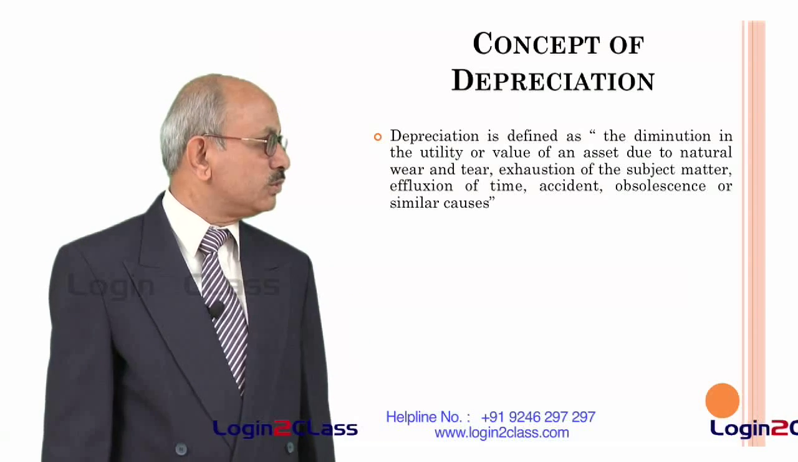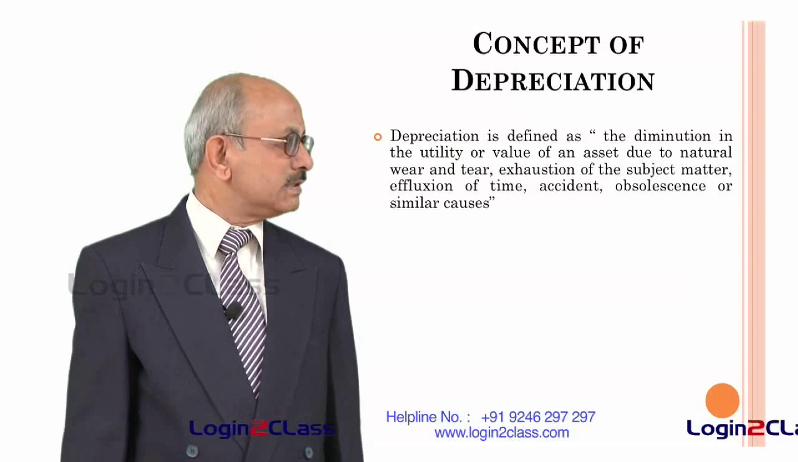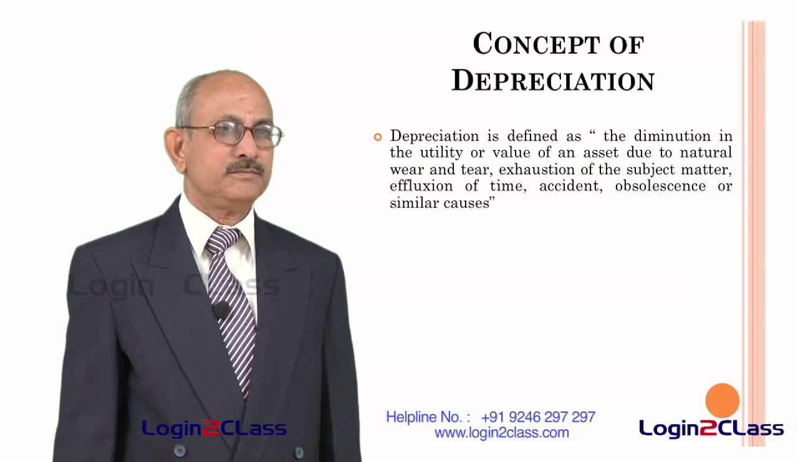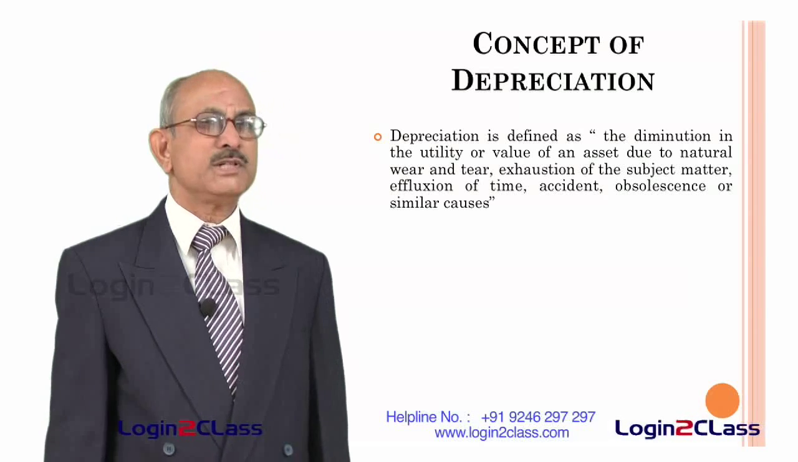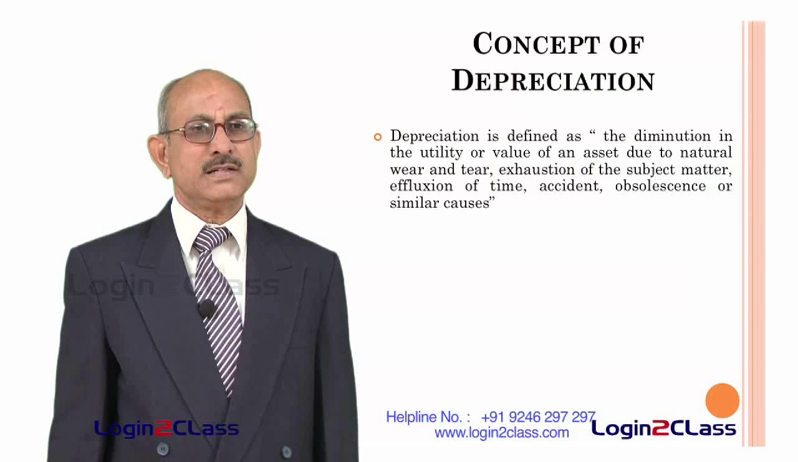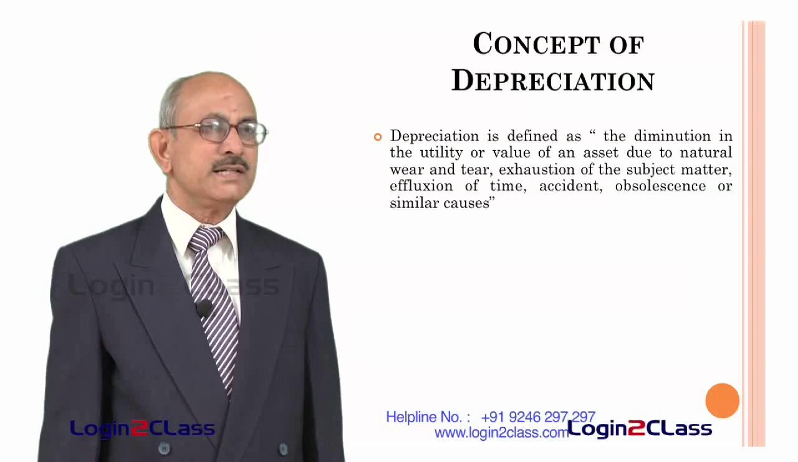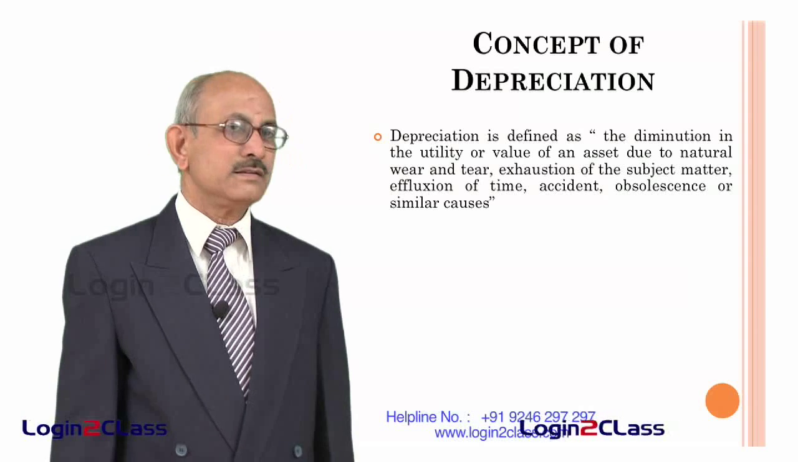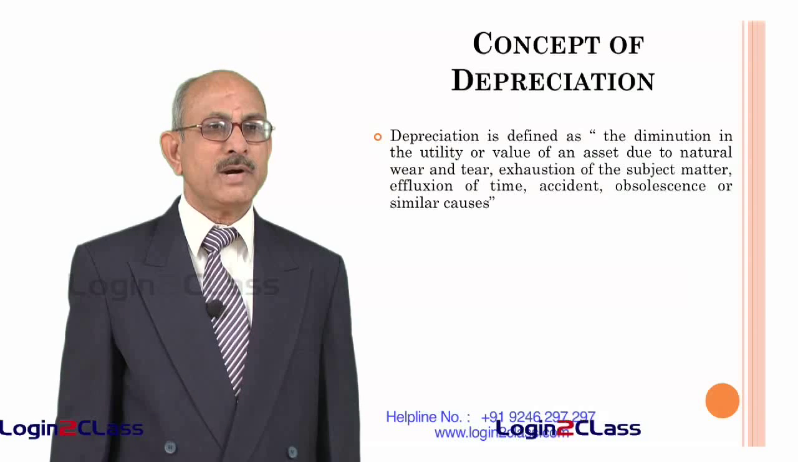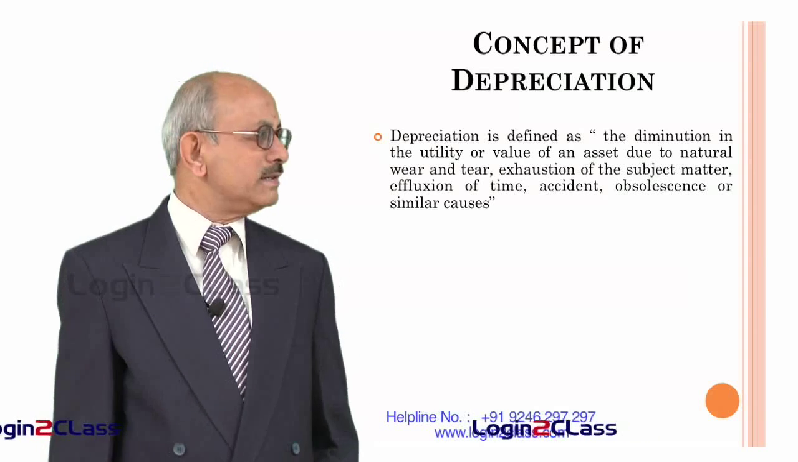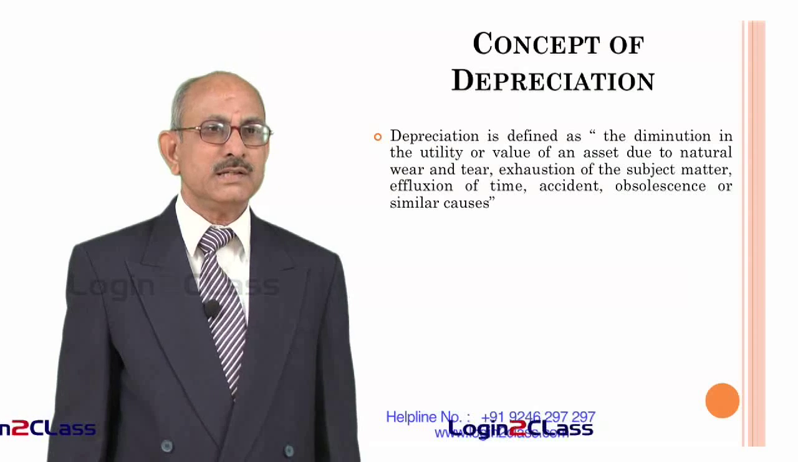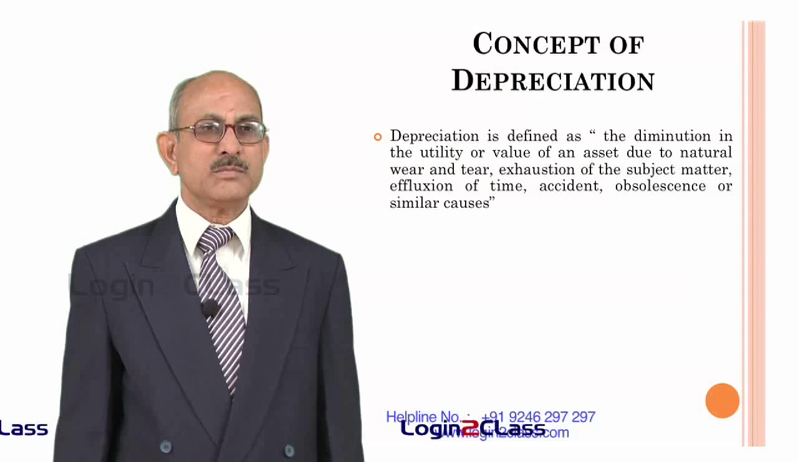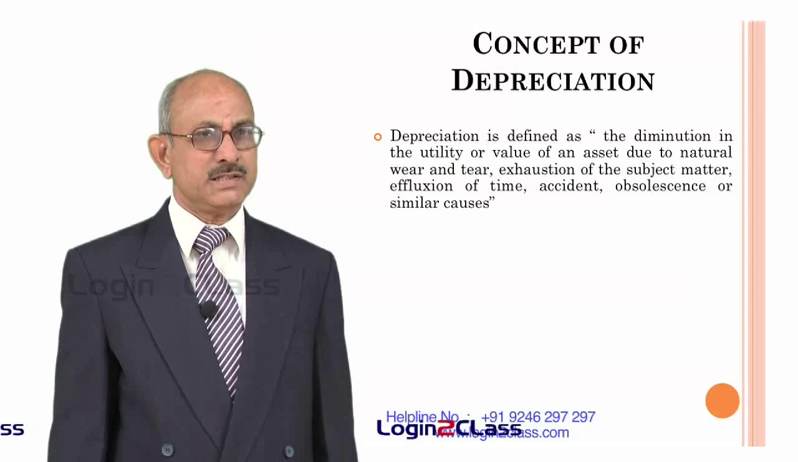One, it says natural wear and tear. It is because of the use that the asset undergoes wear and tear. Second is exhaustion of the subject matter. In case of certain assets called depleting assets, the subject matter itself gets exhausted. For example, in the case of mines where ores are being mined. So in that case, as and when the ores are removed from the earth, the subject matter itself gets exhausted. That is called the exhaustion of the subject matter. Normally we call it the depletion of assets.